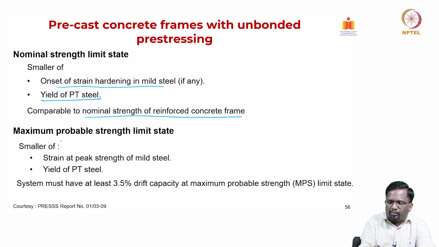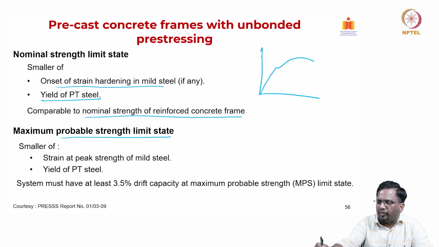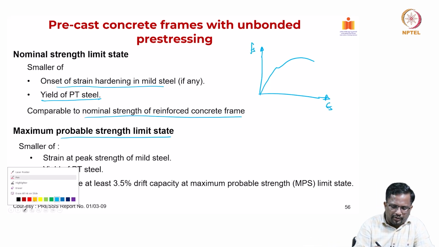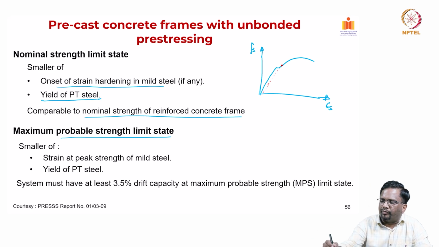Now what is the maximum probable strength limit state? Again, if you look at your rebar, you get this curve and then you go like this, right? The first case we look at here, this is your stress and this is your strain, and we say the onset is at 0.2% strain. So we take 0.2%. This is your yield, Fy, right? So 0.2% proof strain. Okay, this is your first condition.